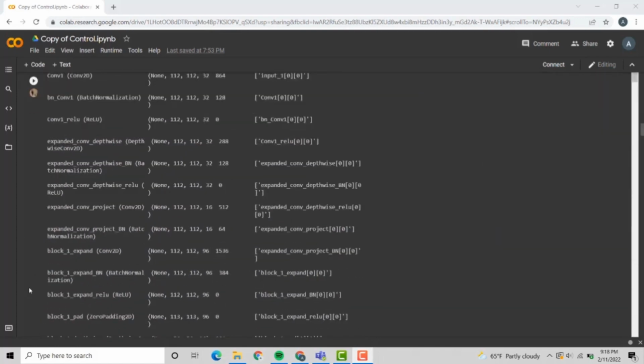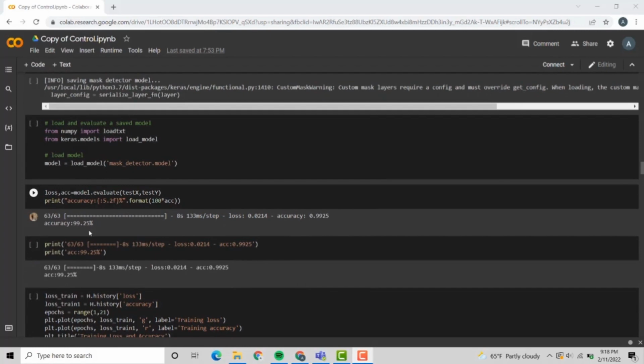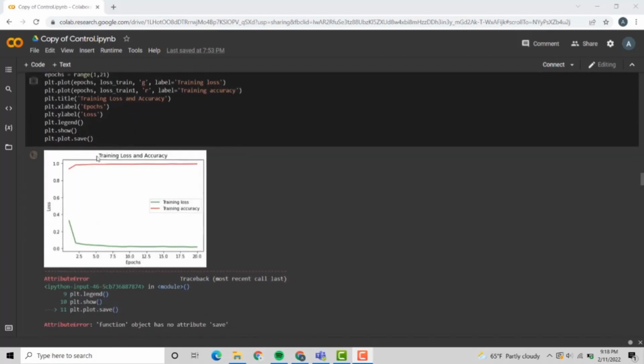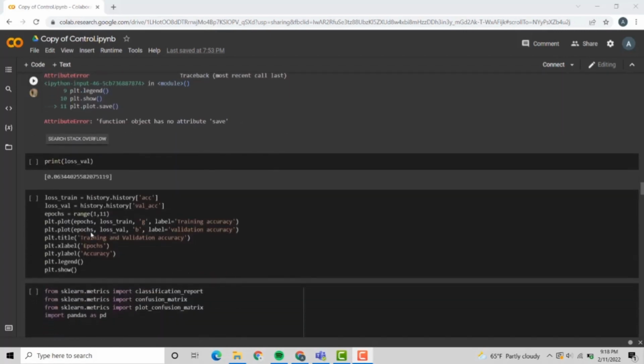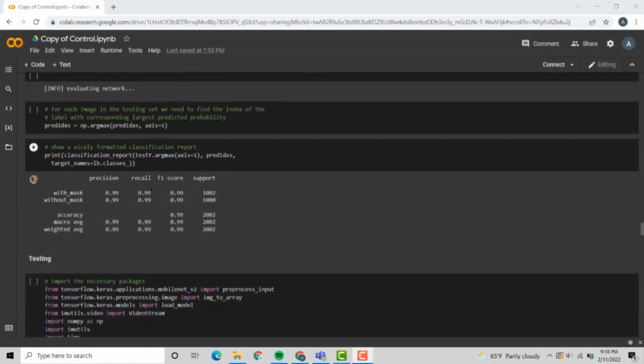After running the model we can get an accuracy of almost 99.25%, which is quite high. This is our training loss and accuracy graph, and after plotting the confusion matrix we get this output, where we can see that the precision, recall, and F1 score for both with mask and without mask are quite excellent.